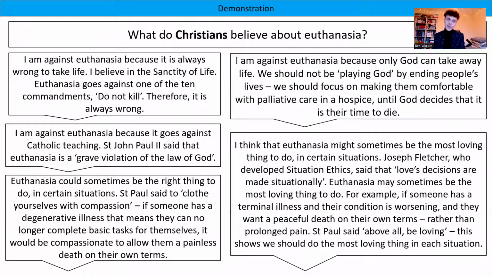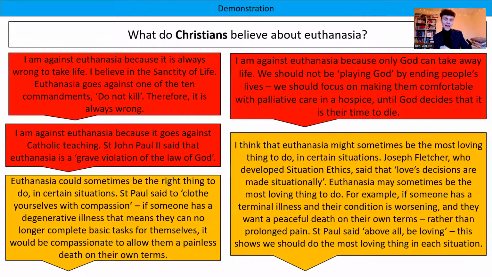So, what do Christians believe about euthanasia? On the screen here are a selection of key quotes that Christians might say or they might give if you ask them about this issue. So, I challenge you now to categorize these into those that would be supportive of euthanasia and those that would be opposed to euthanasia. You might like to get two different coloured highlighters if you've printed this slide off, and then you can colour coordinate them in terms of which might be completely against euthanasia, which might be supportive of it under certain circumstances. So let's have a look then, shall we?